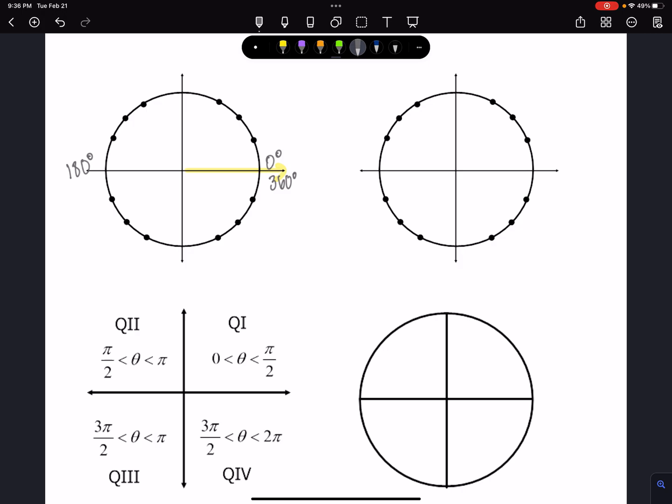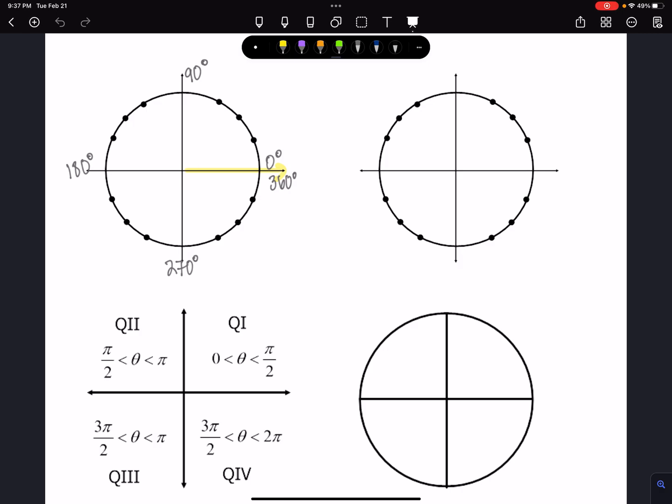We took the 360 degrees and we cut it into fourths. That's going to give us 90-degree rotations. So that's going to give us 90 degrees for our first turn. Another 90 gives us 180. Another 90 would give us 270 degrees. And then the final 90 would give us 360 degrees.